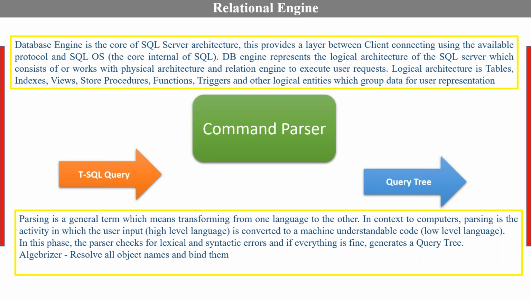When you go deeper, the database engine is again divided into two engines: one is the relational engine, and the other is the storage engine. The relational engine only processes the request. It is not executing, and it does not maintain any data. Make a clear note of that.